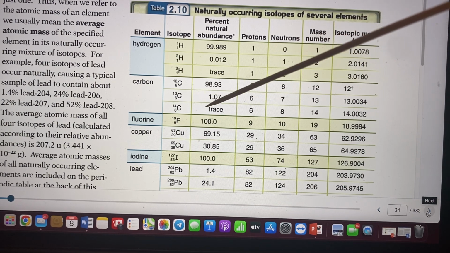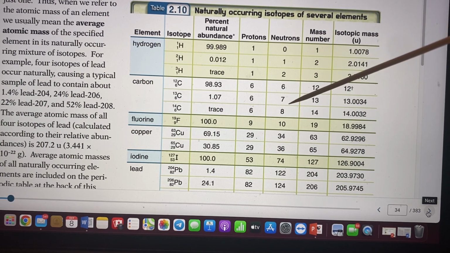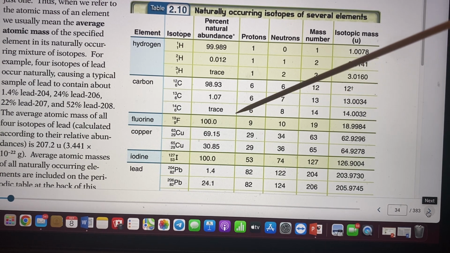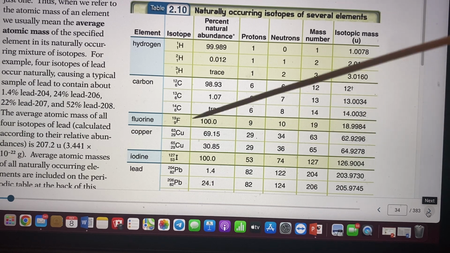Here we have 6 protons. Now we have 7 neutrons, and so the mass number is going to be close to 13, right? Because you have an extra neutron. And this is the same. The mass number is going to be 14.0032. This right here is including the electrons too.